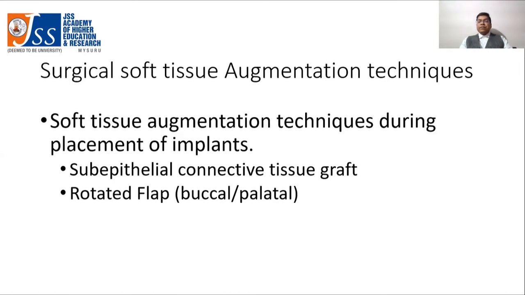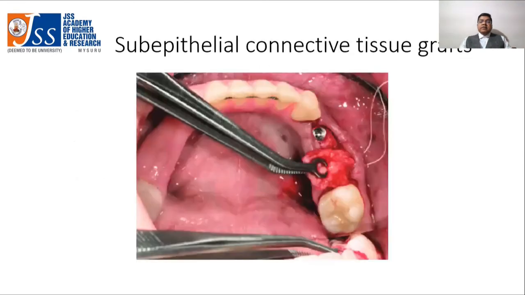That is soft tissue techniques, mainly including subepithelial connective tissue graft and rotated flaps. It can be either buccal or palatal. Studies have shown that sites augmented with subepithelial connective tissue grafts at the time of implant placement have shown better aesthetics and thicker peri-implant tissues. When subepithelial connective tissue graft is used with immediate implant placement and provisionalization in the aesthetic zone, it significantly improves maintenance of facial gingival level.